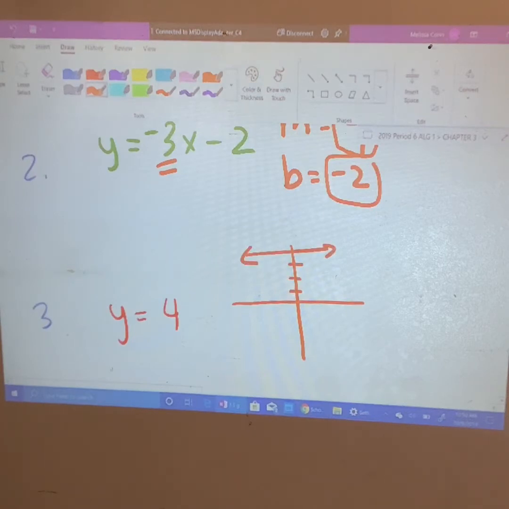So I can say the slope of this line is a 0 slope. This is a 0 slope. And the y-intercept, the b, the place that this line crosses the y-axis, is right here at 4. My slope is 0 and my y-intercept is 4.